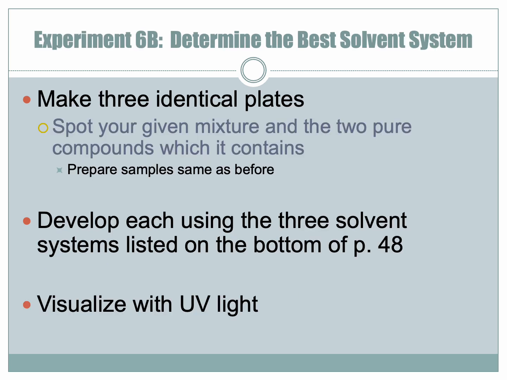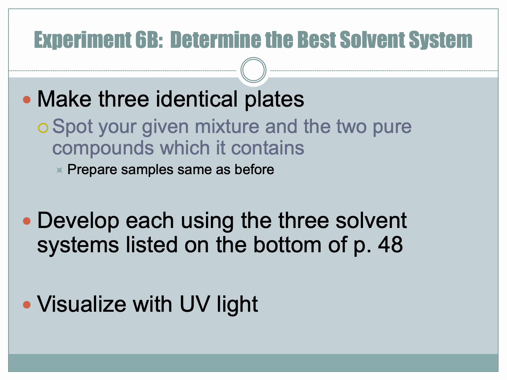Okay, so make 3 identical plates. Spot your given mixture. This is for 6B. Spot your given mixture and the 2 compounds which it contains. Prepare samples the same as before. Develop each using the 3 solvent systems listed on the bottom of page 48, and then visualize with UV light.